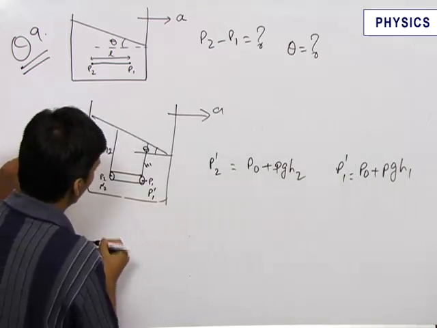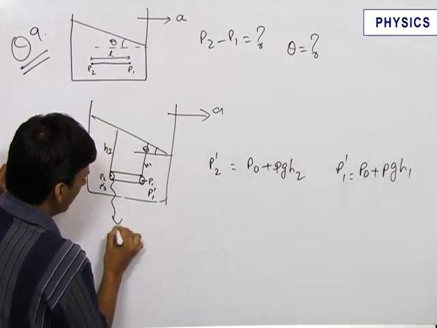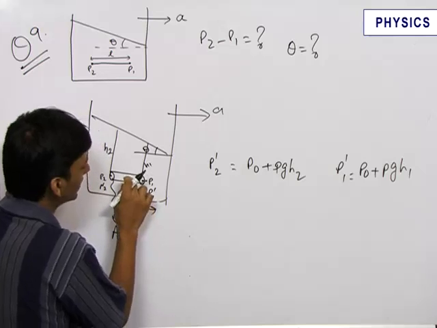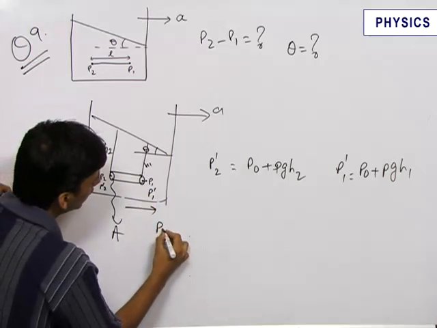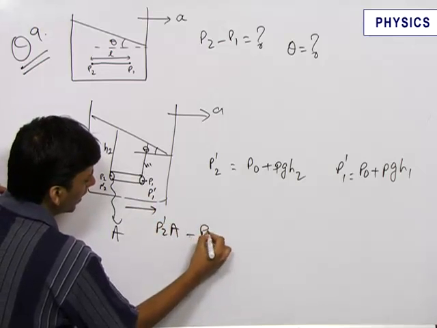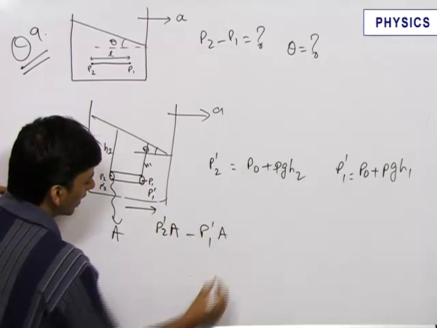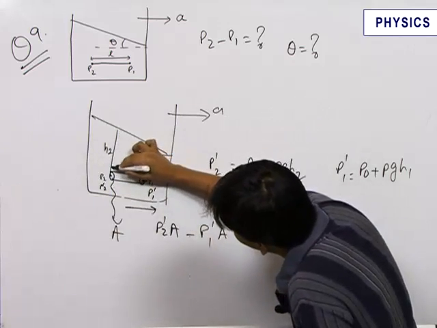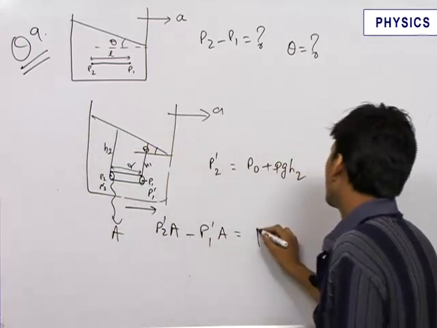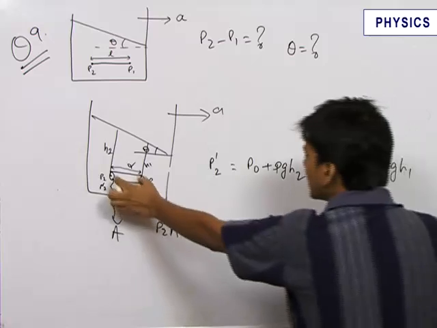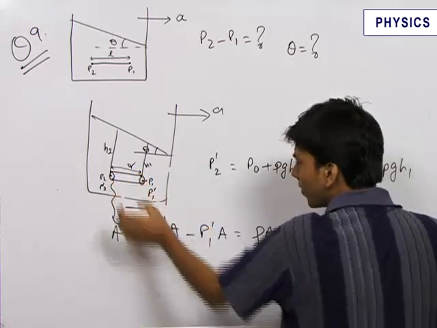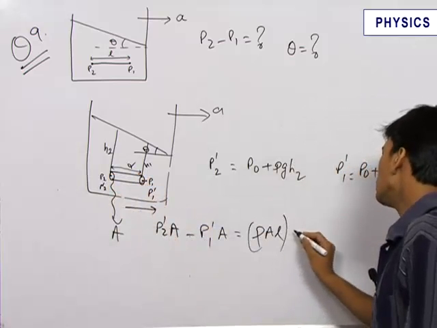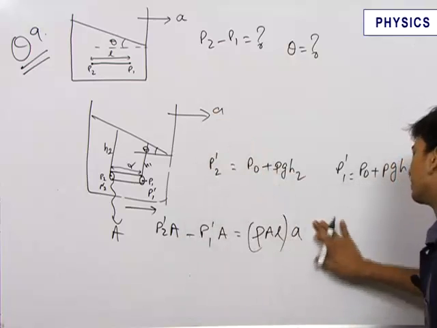For this water body, we will let the surface area be equal to A. Therefore, we write Newton's law in the horizontal direction on this cylinder of water to get P2 dash into A minus P1 dash into A is equal to mass of this cylinder into acceleration. This was length L. Therefore, rho into A into L is the mass of this cylinder of water. This is an imaginary cylinder of water which we have assumed to apply Newton's law on this system. Mass into acceleration a in the right direction.